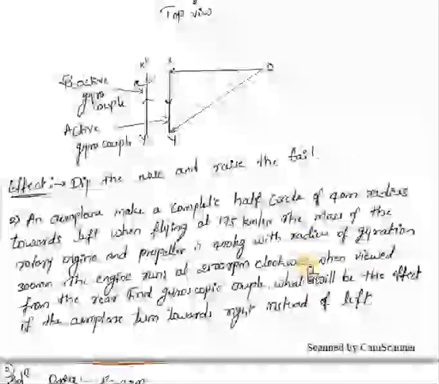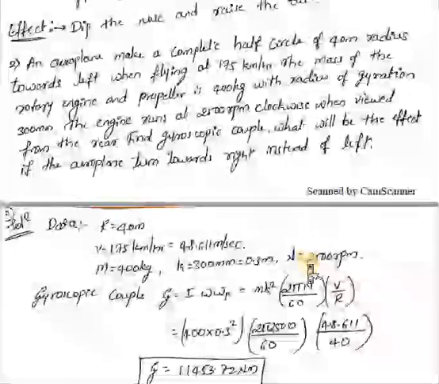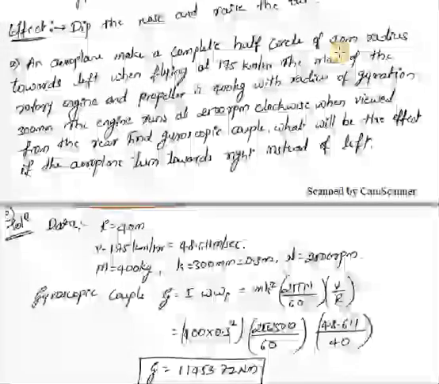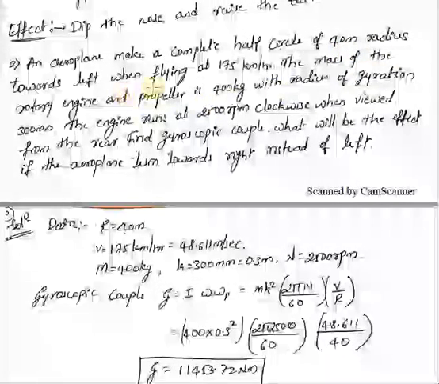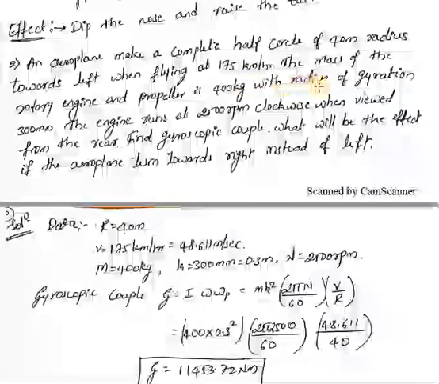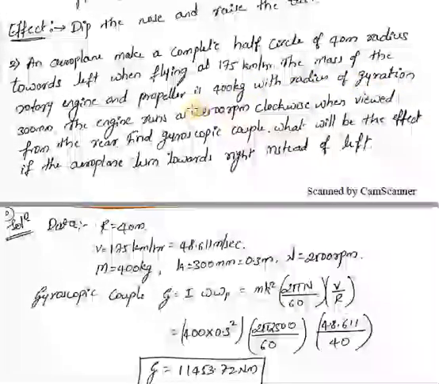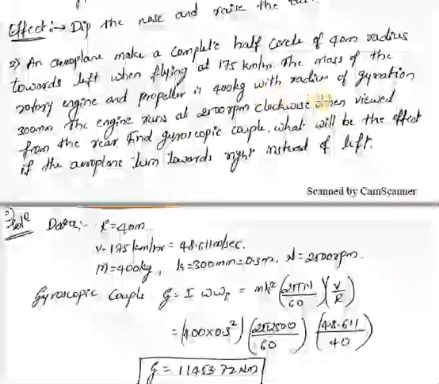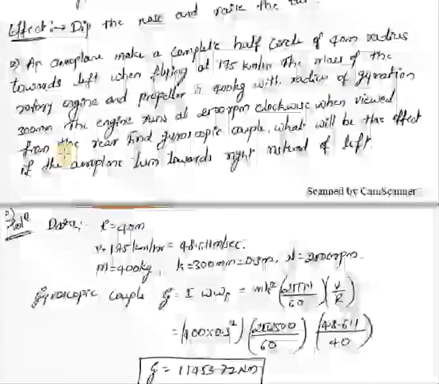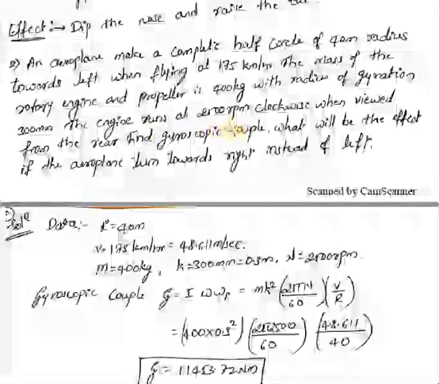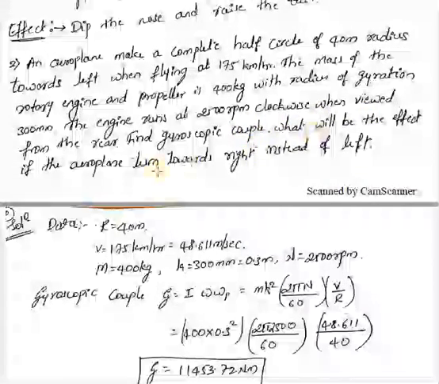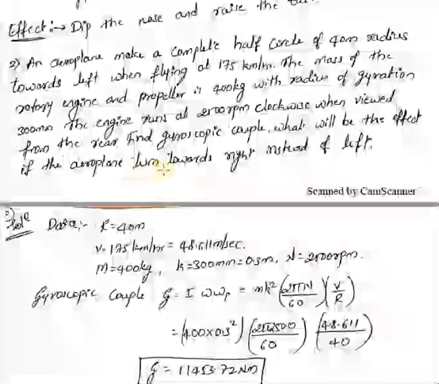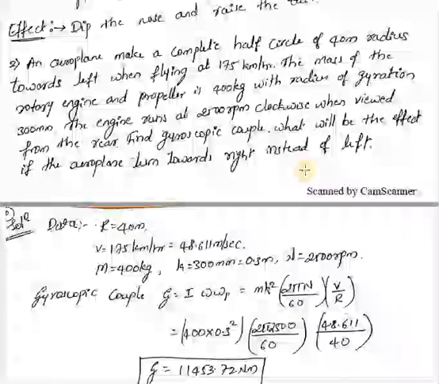Now moving further, the second problem. The statement is: an aeroplane makes a complete half circle of 40 meter radius towards left when flying at 175 km per hour. The mass of the rotary engine and propeller is 400 kg with a radius of gyration of 300 mm. The engine runs at 2500 rpm clockwise when viewed from the rear. Find the gyroscopic couple. What will be the effect if the aeroplane turns towards right instead of left?